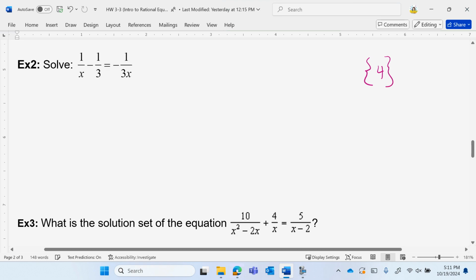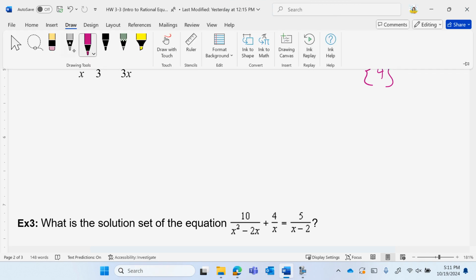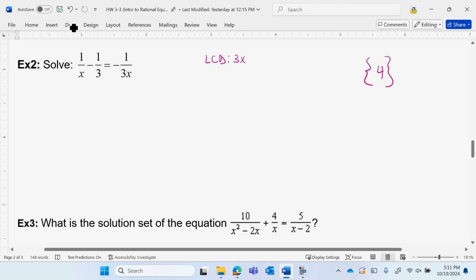Well, actually, I know my answer is going to be 4. I need to see why it's 4 algebraically. You're going to ask yourself, what do all 3 denominators have in common? My LCD: they all have a 3, they all have an x. We rewrite the problem, and our goal is to combine these 2 fractions.